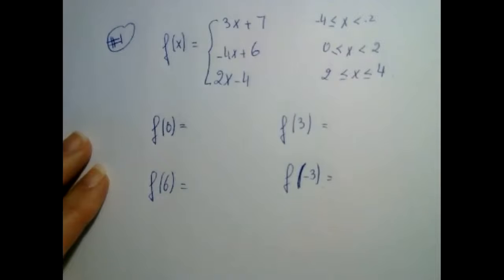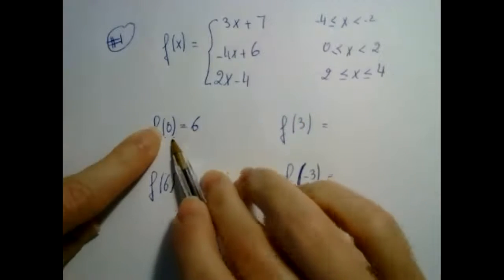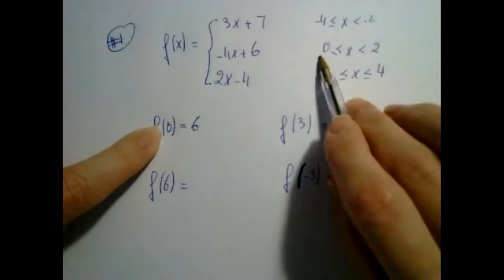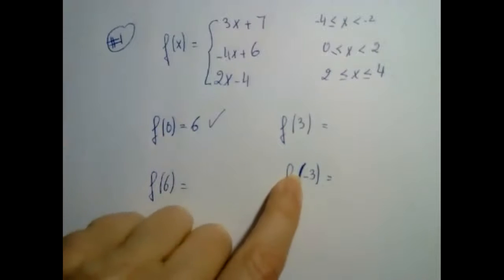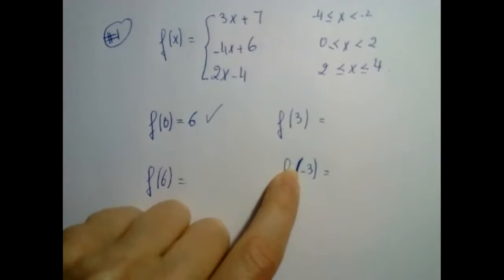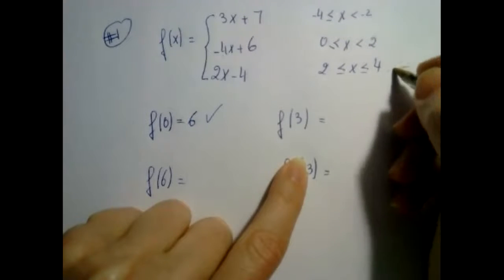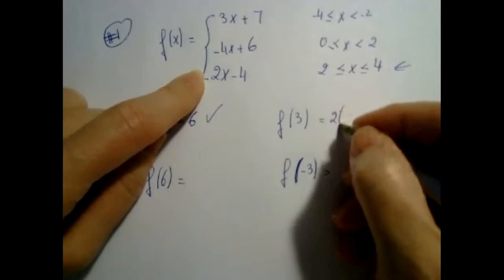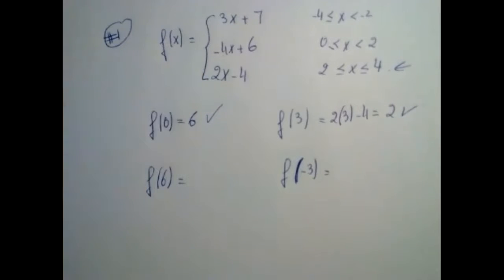So what is f of 0? Would it be 6? It will be 6. Is she correct? We go back here. Where is it? It's between 0 and 2. I plug it into this formula. F of 0 equals 6. F of 3, quickly. F of 3, I'm having it 2. Which condition is satisfied? This condition, so it's 2 times 3 minus 4, 6 minus 4, 2. The answer was correct.